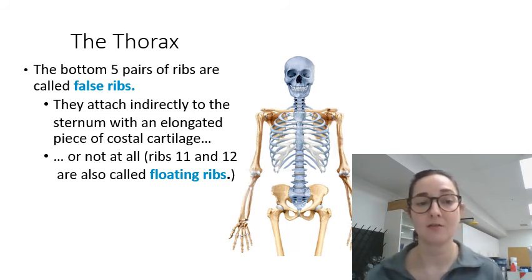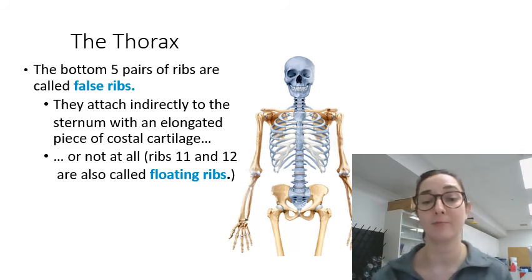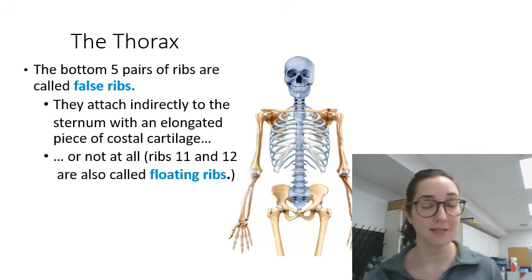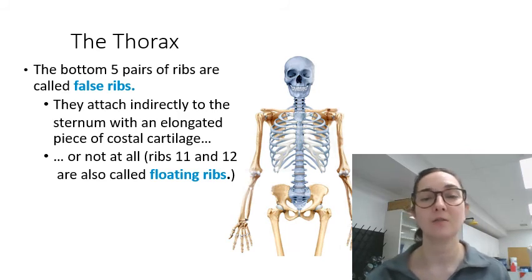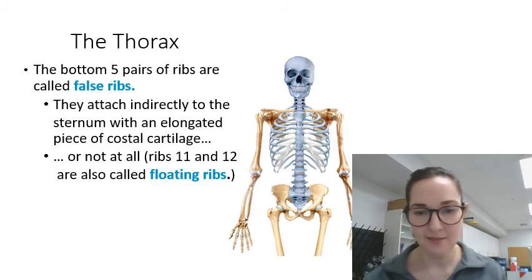So these ones are sometimes called false ribs because they don't connect all the way from the back to the front. They all connect to your vertebrae, but they don't all reach all the way around and connect to the front and connect to the sternum. Right, so these are called false ribs. So we can kind of see here, this picture is a little bit small. Let me try to point out what we're looking at here.